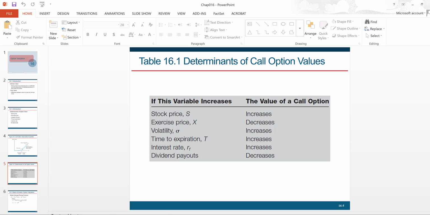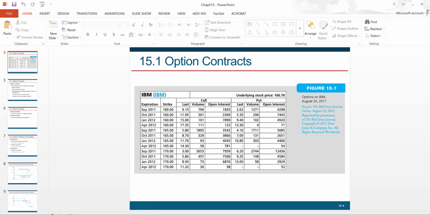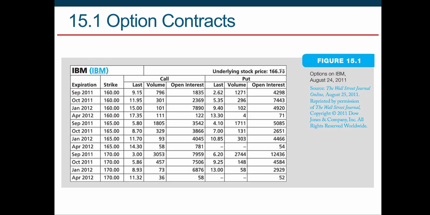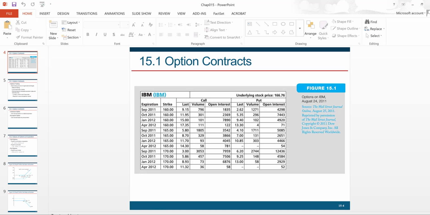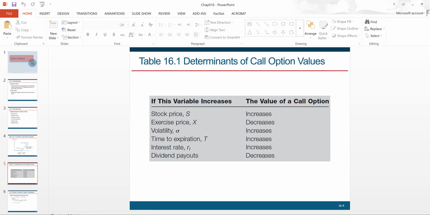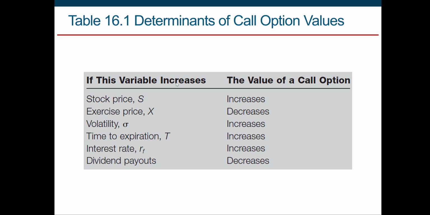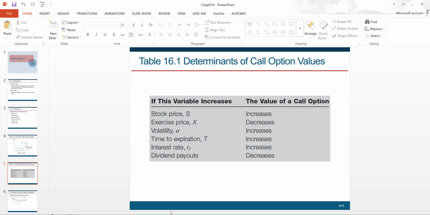So here in our example, you see the current stock price 166.76. At that point, the option price is $9.15. If this stock price goes up, this option price is also going to go higher, right? So that's the relationship between stock price and call option price. What about exercise price and the option value? When the exercise price increases, the price of the call option goes down, right? Higher the exercise price, lower is the price of the call option.